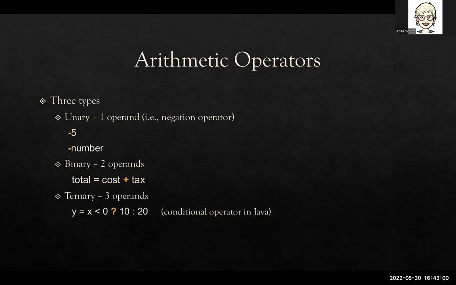Now, binary operators work with two operands. The addition operator is in this category. Ternary operators, as you might have guessed, require three operands. Now, we don't see them in this course, but if you continue learning Java, you're going to have the opportunity to be introduced to a ternary operator. It's called the conditional operator, and it creates a shorthand expression that works like the if-else decision statement.